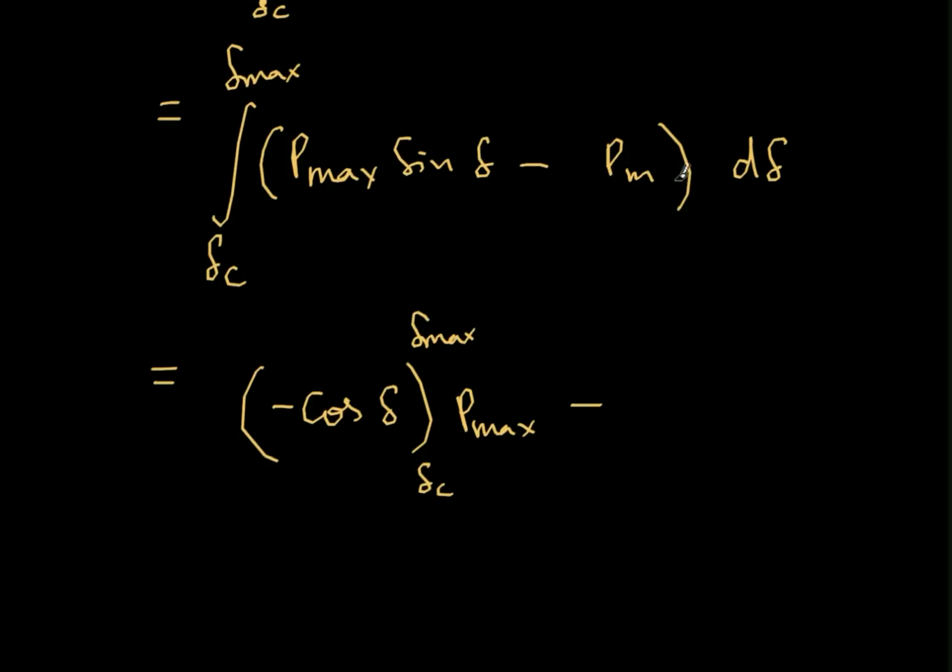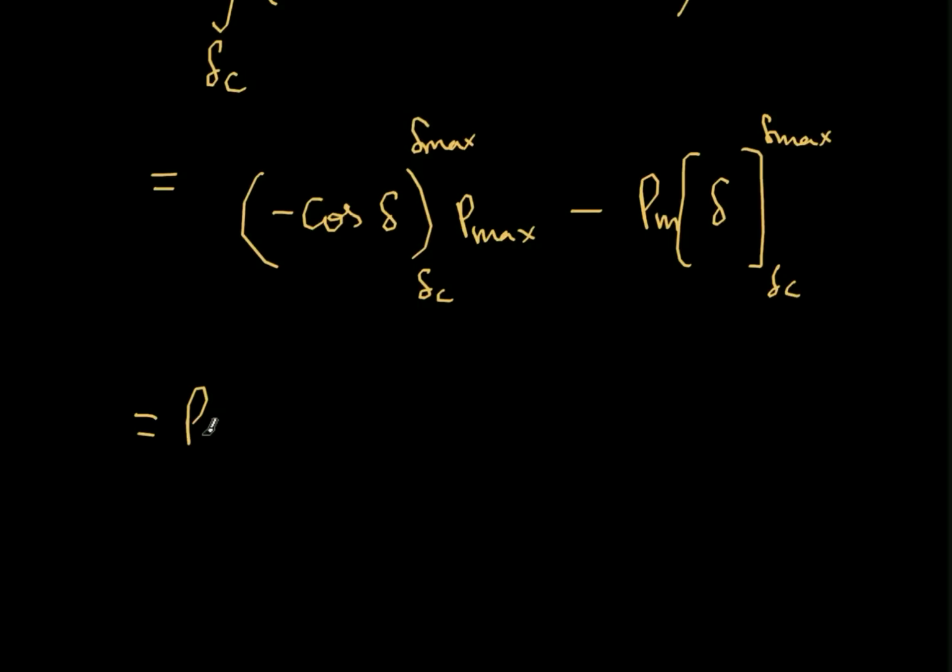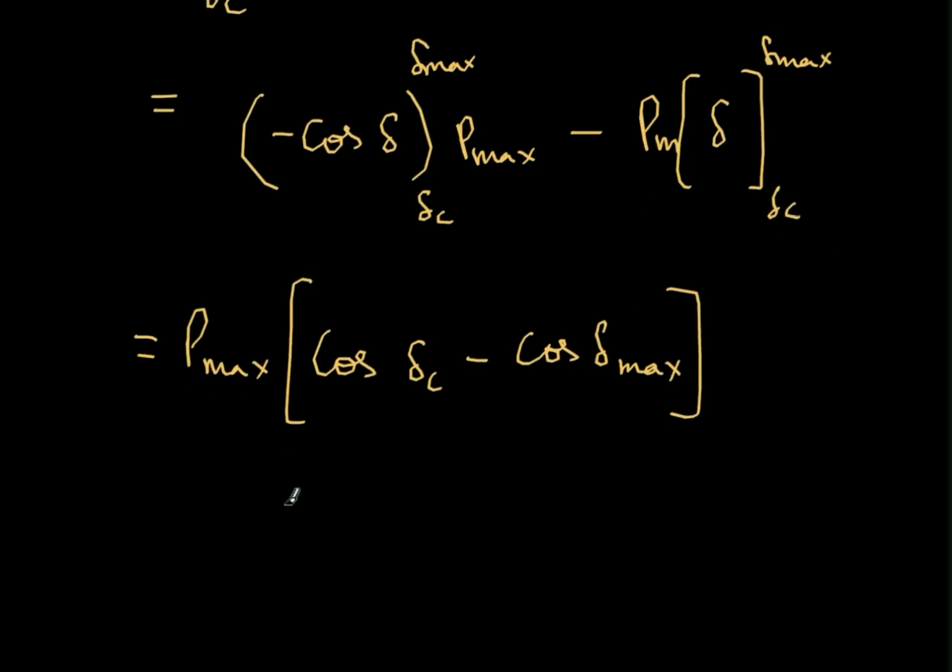Similarly, the integration of PM d delta is nothing but PM into delta, and the delta range is delta C to delta max. Now if I substitute once again, P max multiplied by the higher limit minus the smaller limit, but since the minus sign is there, it will be cos delta C minus cos delta max. This is just a basic substitution. So minus PM into delta max minus delta C. So this whole thing is area 2.